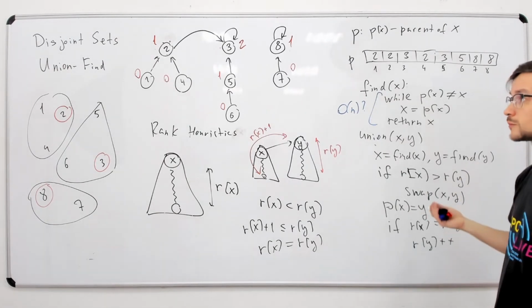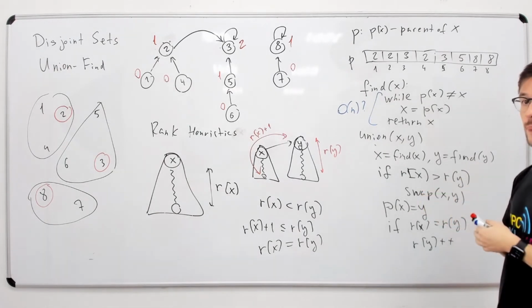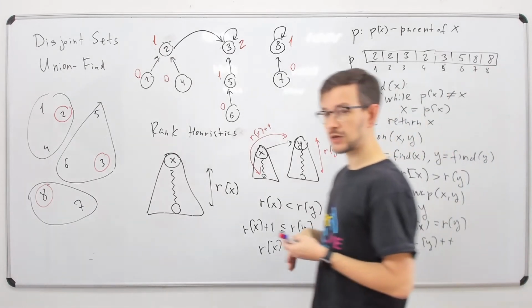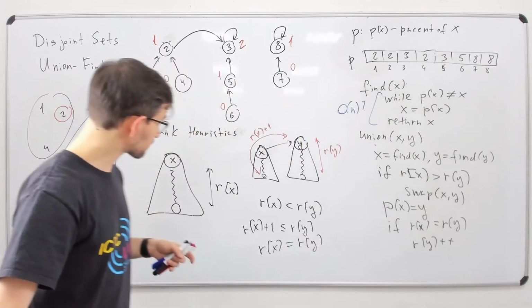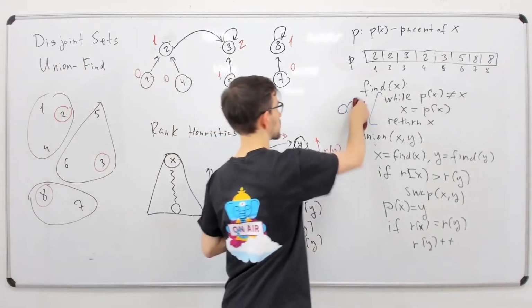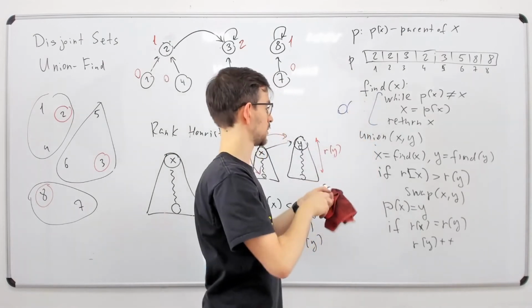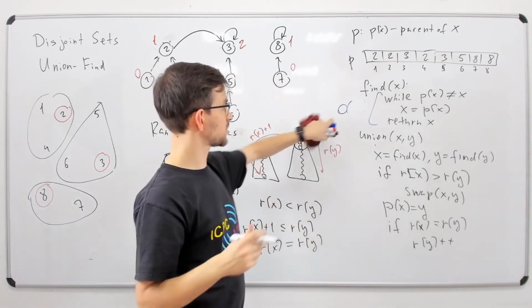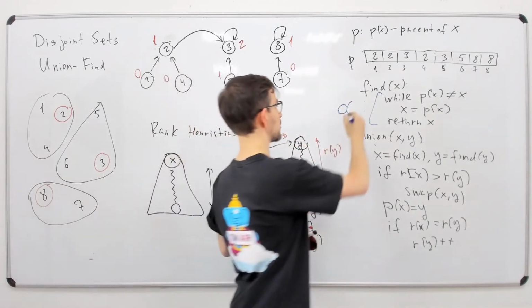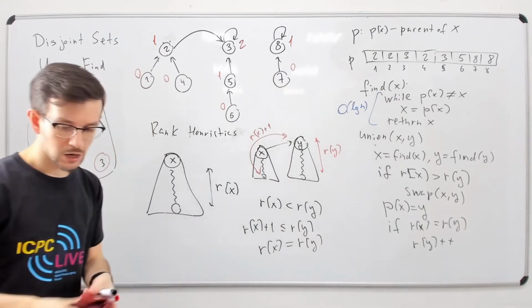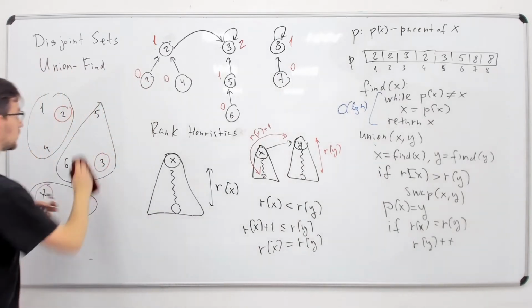That's all. Now, I claim that these heuristics will cause this find operation to work in logarithmic time. So I claim if you do it like this, then the maximal distance you can travel here is logarithm of n. Why is it true? Let's see.